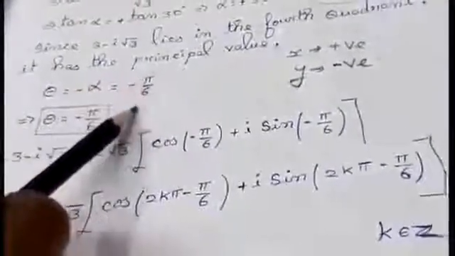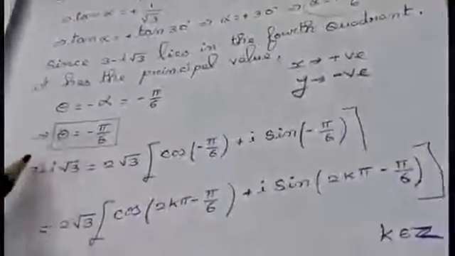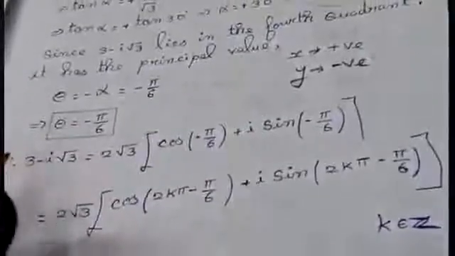So what is the value for alpha I got here? Pi by 6. I am going to replace it here. Since in the formula I am having negative, I am writing it as minus pi by 6. Theta equal to minus pi by 6. After finding this, I am replacing r and theta in equation 1. That is, from 1 I am going to write like this.